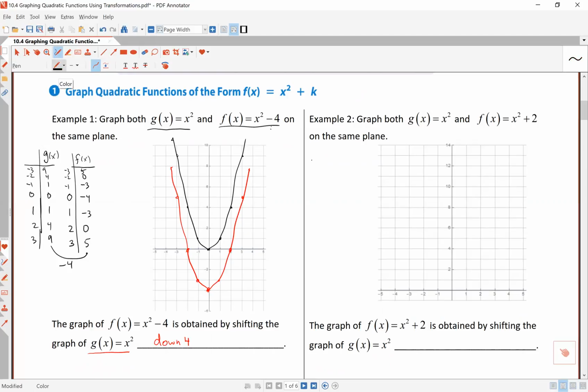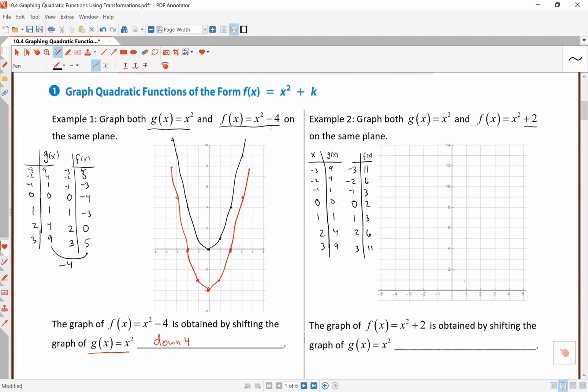In example 2, we have the points of g of x equals x squared, and now f of x, we're adding 2 to all those y values. So it's going to be 0 plus 2 is 2, 1 plus 2 is 3, 4 plus 2 is 6, 9 plus 2 is 11, and the same on the other side: 3, 6, 11.